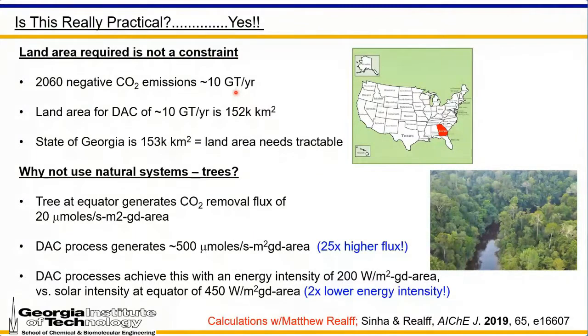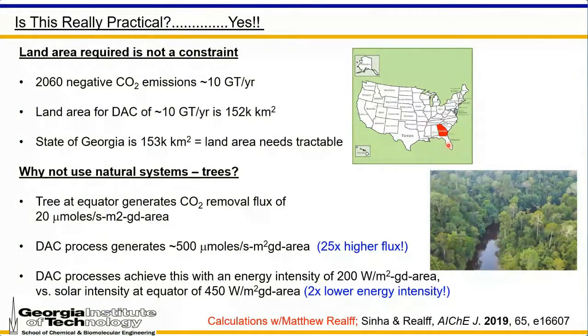Well, if we were to try to do all 10 gigatons, which is the 2060 target, by DAC, we calculate the land area that would be required for this for, say, typical Global Thermostat or Climeworks technology, and it's about 150,000 square kilometers, which is roughly the size of Georgia.